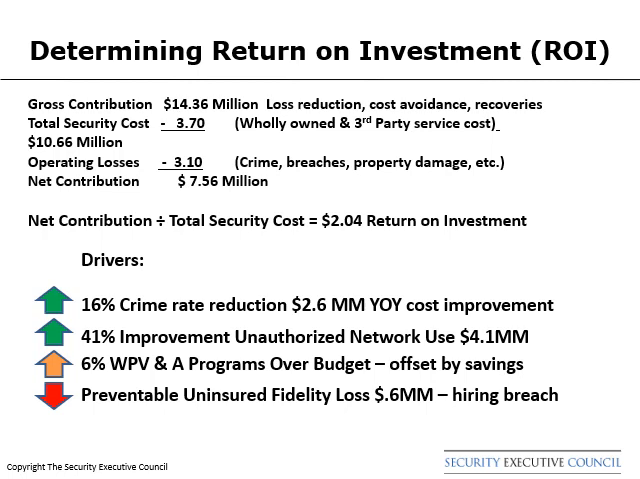In this example, year-over-year gross metrics allow a calculation of 14.36 million security services contribution, including hard and soft loss reductions in crime and accidents, process optimization savings, asset recoveries, and cost avoidance. Total security costs of 3.7 million, including fully loaded personnel and benefits, as well as third-party service costs, depreciation, and maintenance, are subtracted along with the net operating losses of 3.1 million due to crimes, accidents, breaches, etc., to yield net contribution of 7.56 million.